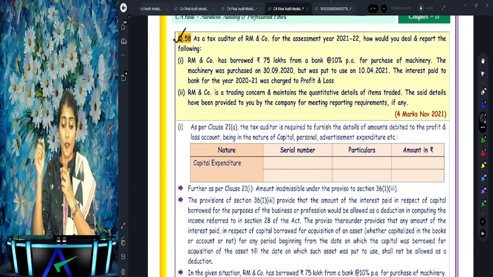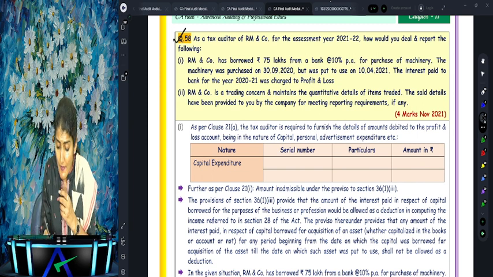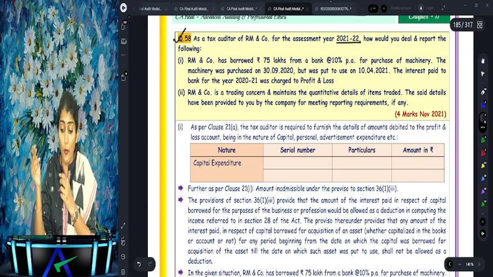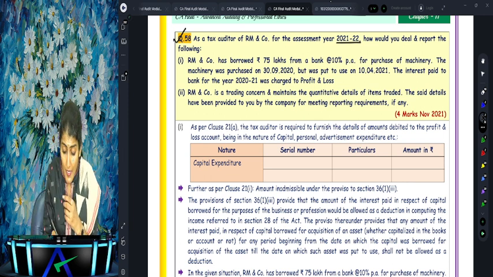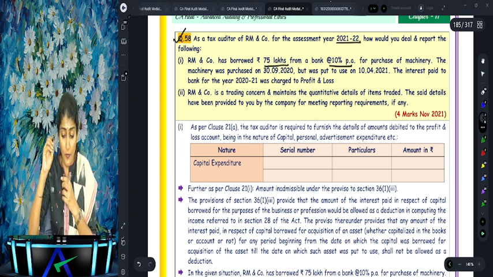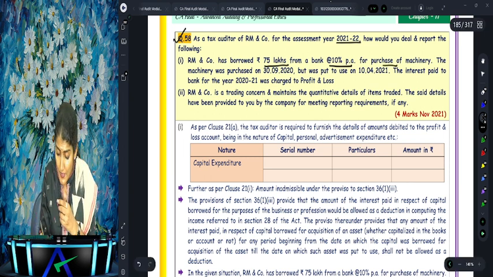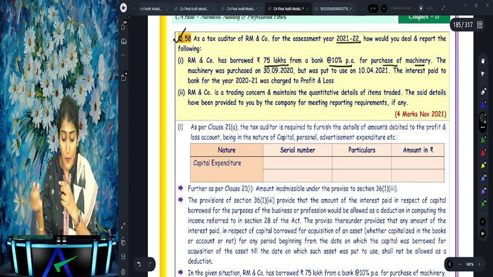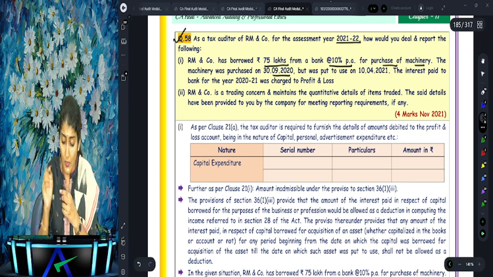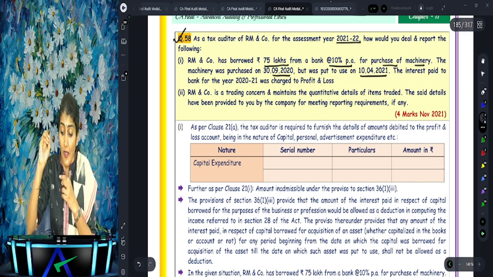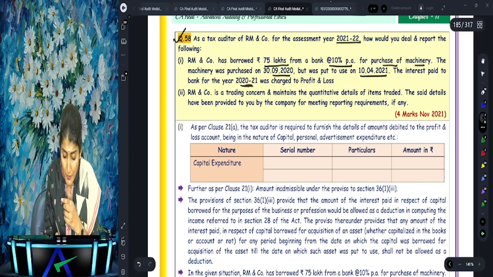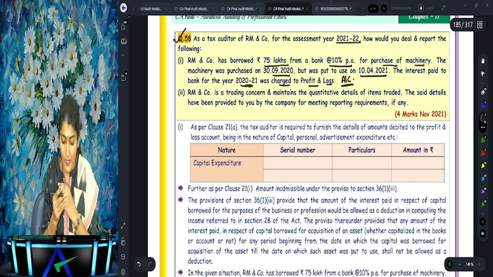As the tax auditor of RM and company for the assessment year 21-22, how would you deal and report on the following? RM company has borrowed 75 lakh from a bank at the rate of 10% per annum for the purchase of the machinery. The machinery was purchased on 30th of September 2020 but was put to use on 10th of April 2021. The interest paid to the bank for 2021 was charged to the profit and loss account, right? Can it be charged to the profit and loss account, right?